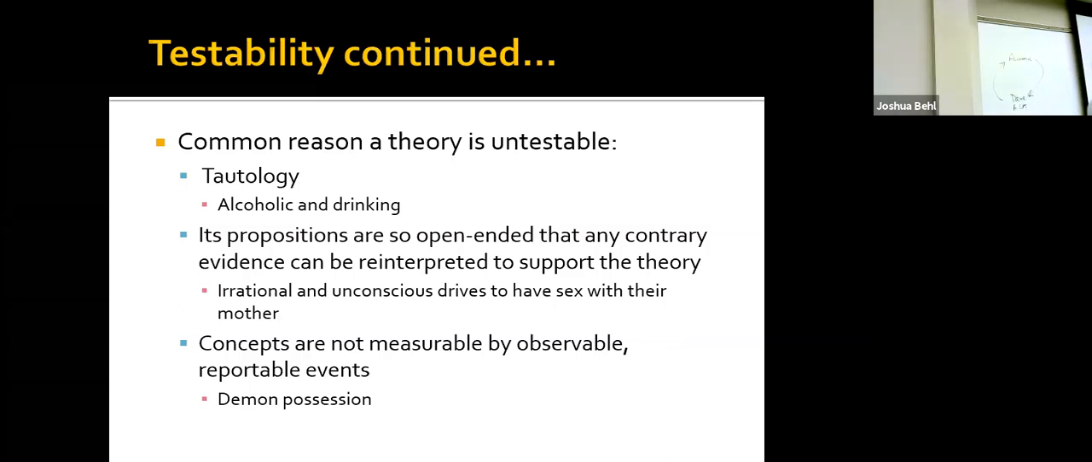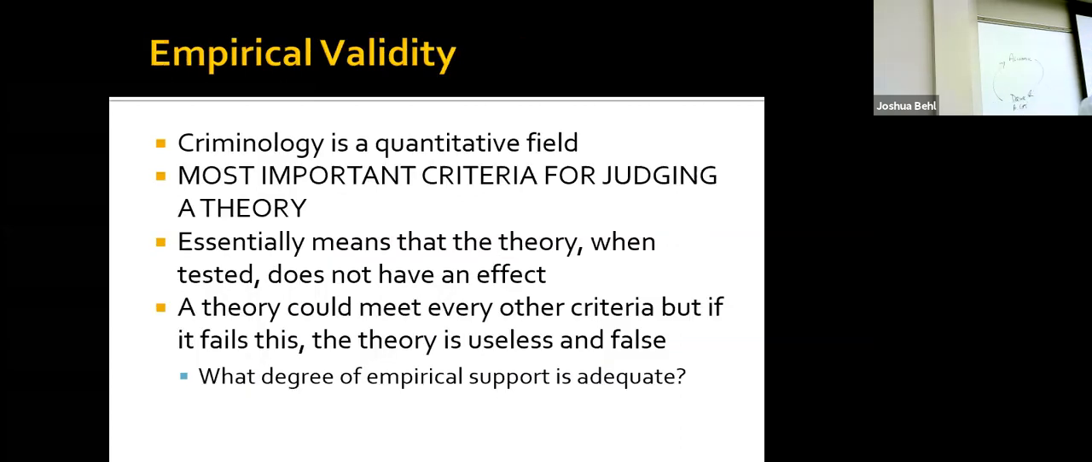Now, as important as testability is, and it's extremely important, what's even more important is, if it is testable, what are the results? Does it work? Is it empirically valid? Criminology is an inherently quantitative field. We've already said that. Empirical validity is the single most important criteria in judging a theory. This essentially means that the theory, when tested, actually has an effect. We actually see that X is causing Y to happen. A theory can meet every other criteria, but if it fails, the theory is useless and it's been falsified. It's wrong.